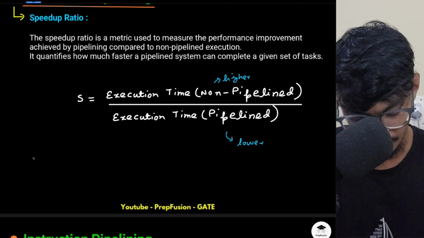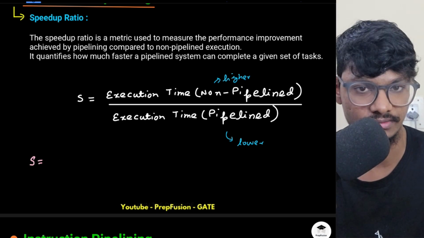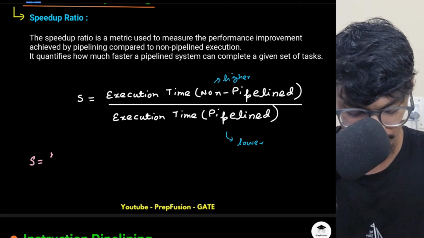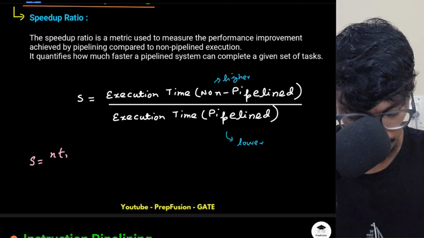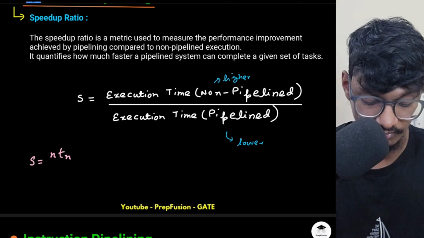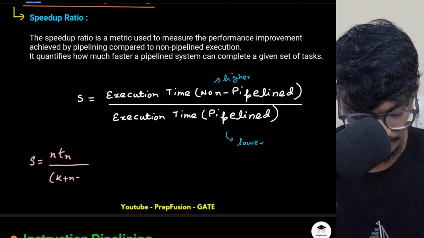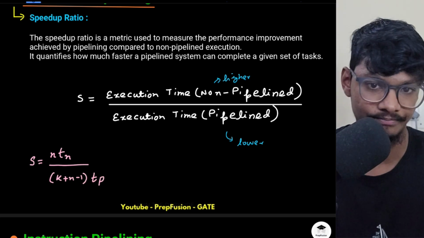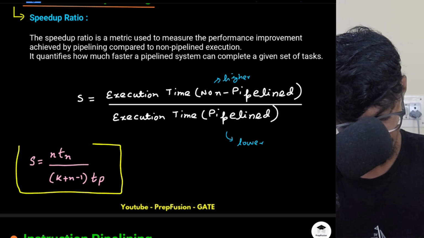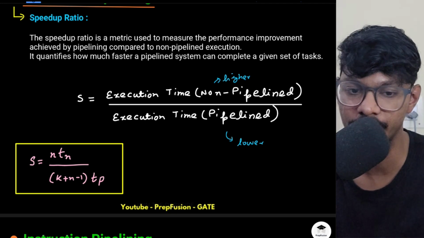First point is, if I want to write my speed up ratio, what would it be? It is the execution time of the non-pipeline system, which I have already told you is n times Tn. I have already defined what T and n are, so I will not define them again. And the execution time of the pipeline system is (k plus n minus 1) times Tp. Remember, this is the actual, main formula. If you want to remember it, you can.